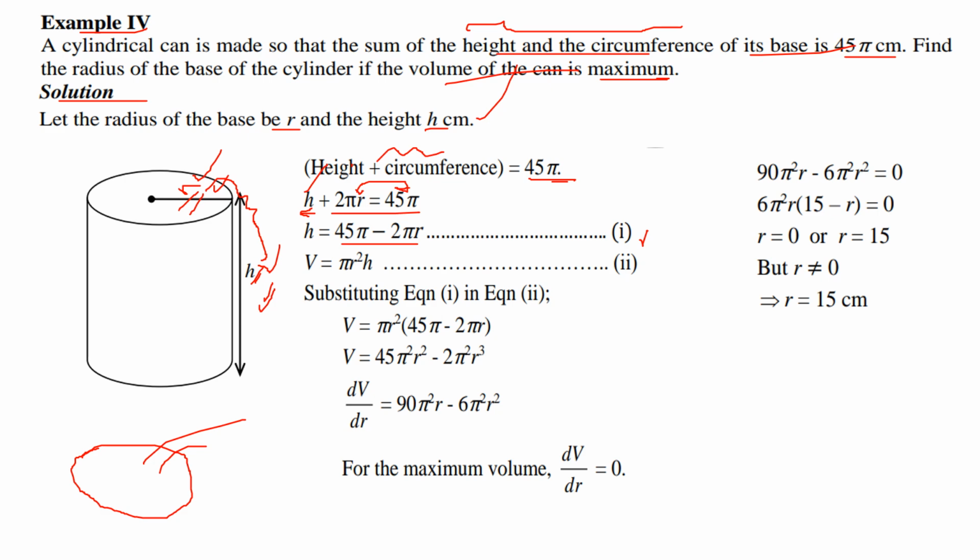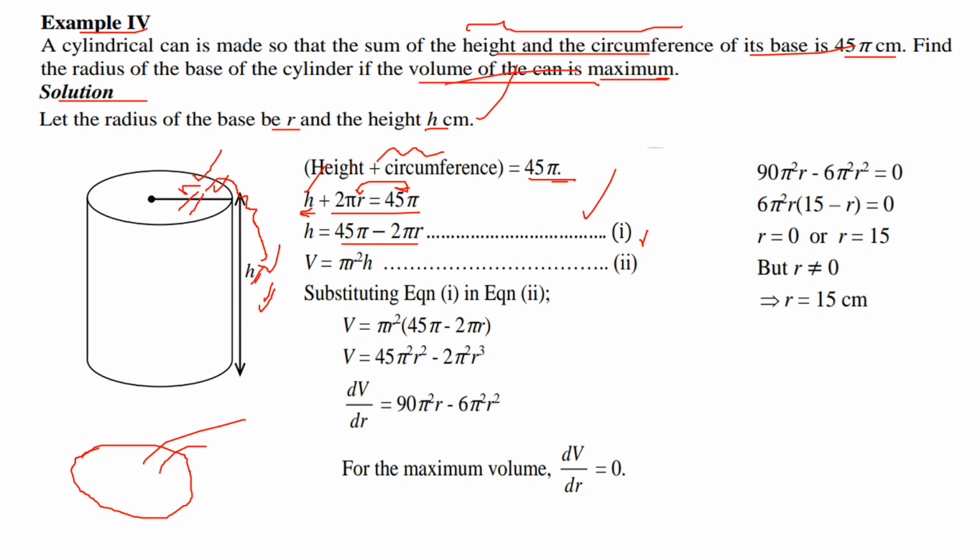But remember that they told us that the volume must be maximum. That means that we are supposed to get dV, we are supposed to differentiate volume in respect to either r or h. But since we have made h the subject here, that means that we are going to be differentiating in respect to h.